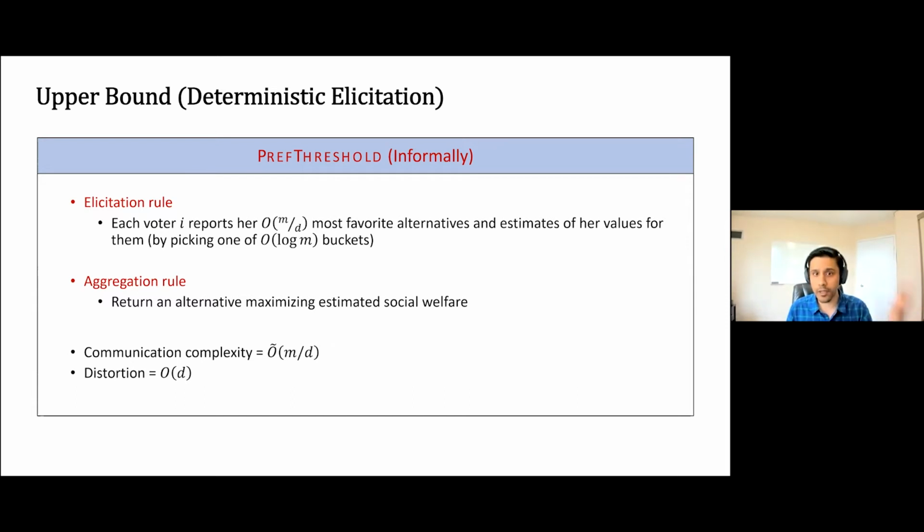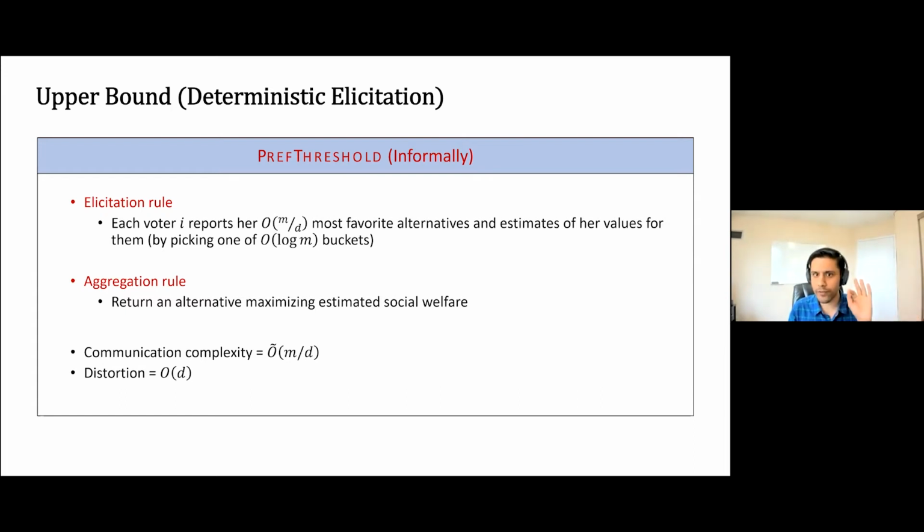If you want to do a deterministic ballot, so if you want to just fix one particular ballot, then the optimal design actually turns out to be something very simple. If you want to achieve a distortion of D, then you ask each voter to report her top M over D candidates, the M over D candidates for which she has the highest utilities. And then we also want her to estimate her value for these M over D candidates.